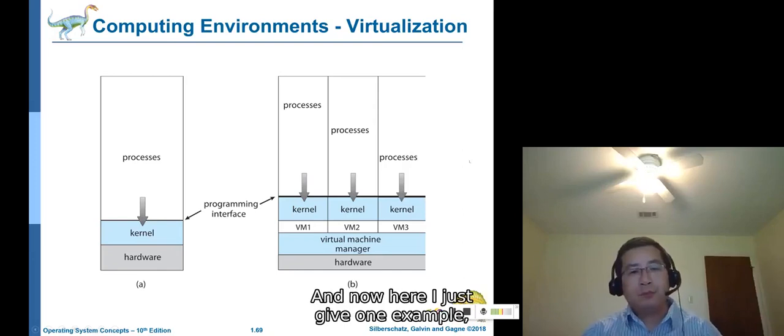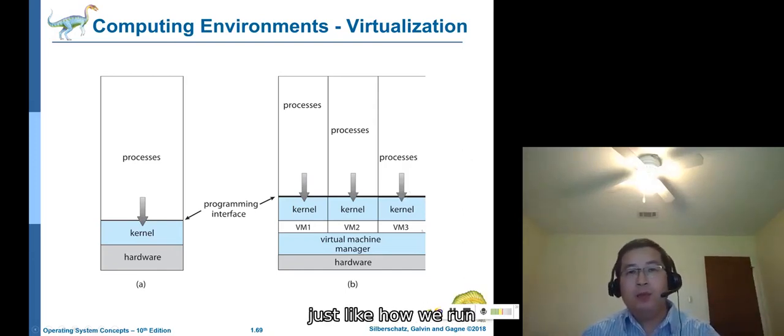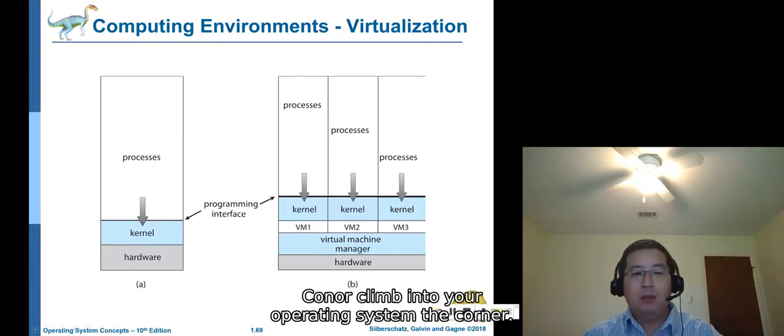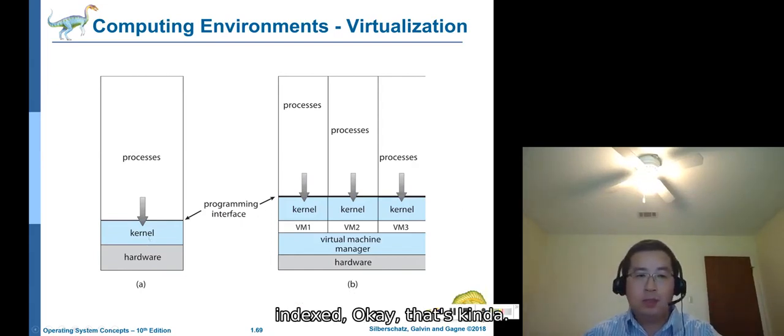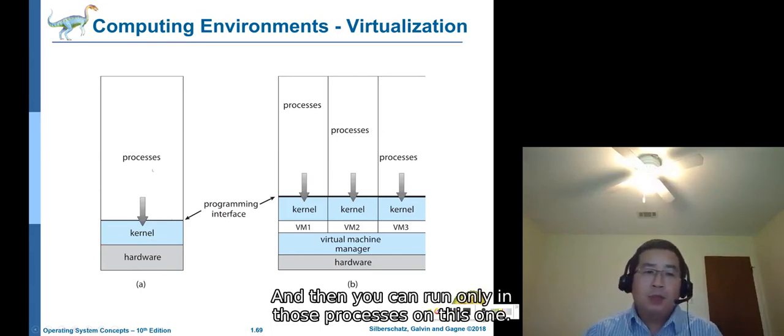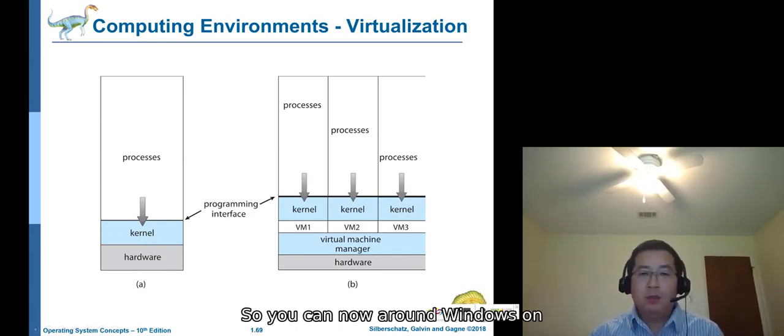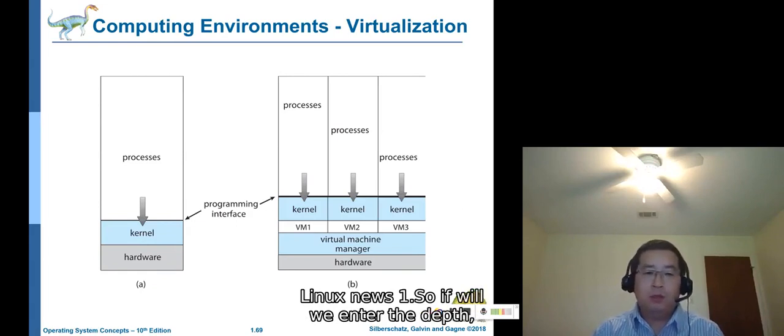And here is one example of how we run multiple virtual machines based on a virtual machine manager. If there is only one hardware and one operating system, it is like this: one hardware and then the kernel. Kernel means your operating system kernel, the host operating system kernel. For example, if you use Windows or Linux, that's the kernel, and then you can run only those processes on it: Linux for Linux, Windows for Windows. So you cannot run Windows on Linux or Linux on Windows.